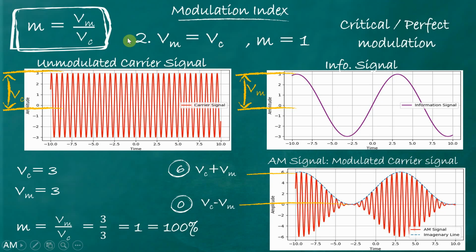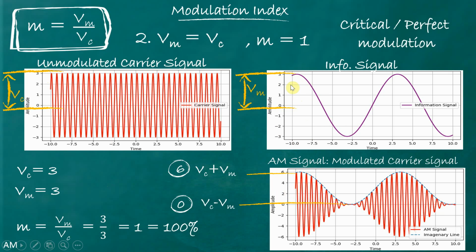So second case, if Vm is equal to Vc, so m is equal to 1. In that case, Vc is equal to 3, Vm is equal to 3, so m is equal to 1. You can see the equivalent modulated signal. Now in this modulated signal, the modulating signal is clamped at Vc, so Vc is 3, somewhere here. At that level this modulating signal is clamped.